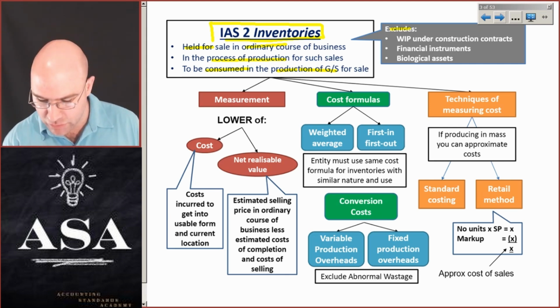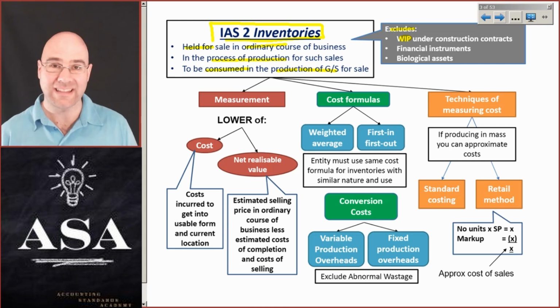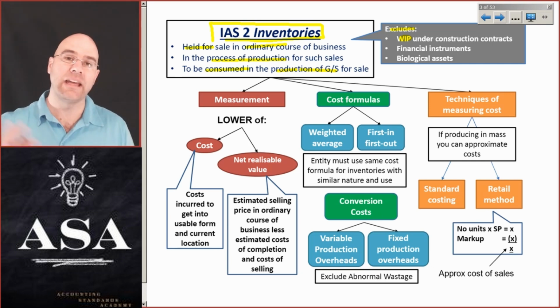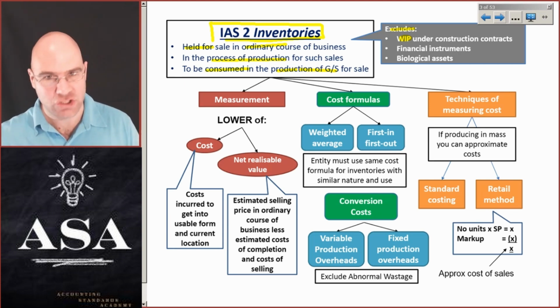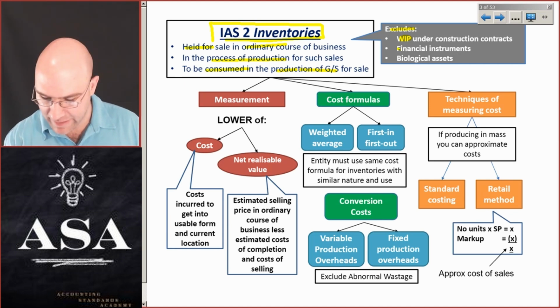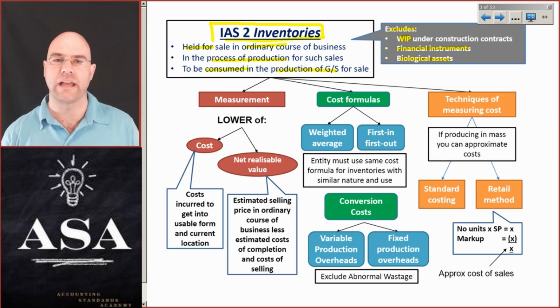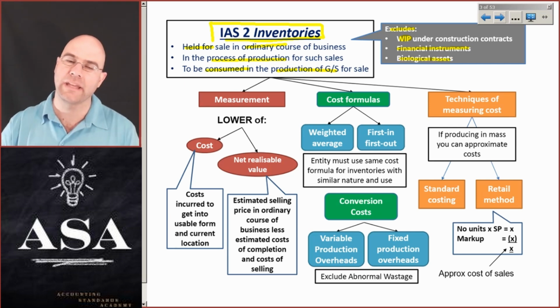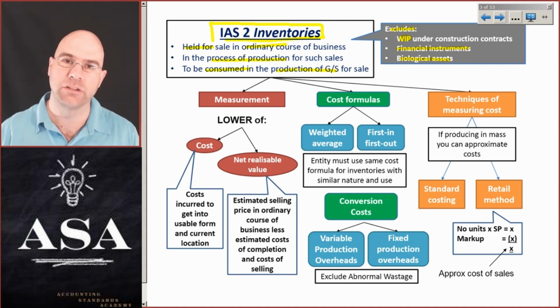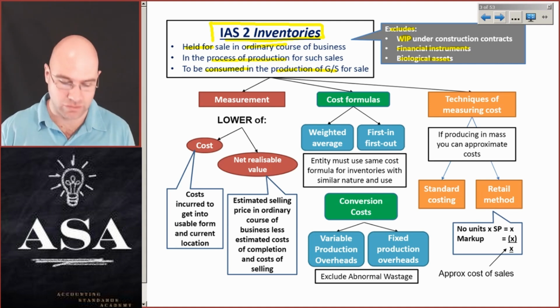So this excludes WIP, work in progress, under construction contracts. That is dealt with in International Accounting Standard 11, which is now being changed, but that's another story. Financial instruments have their own accounting standard, as well as biological assets. Those all have their own accounting standards and are not dealt with as part of IAS 2.